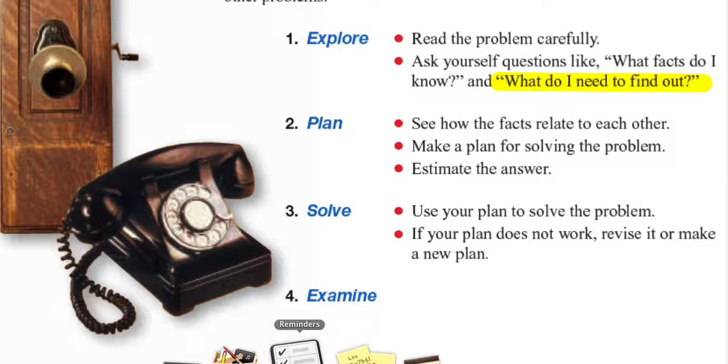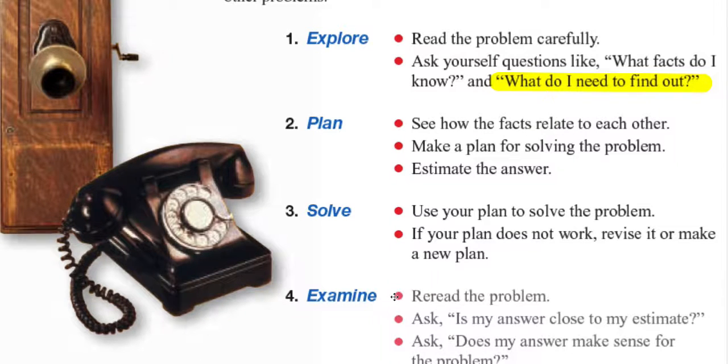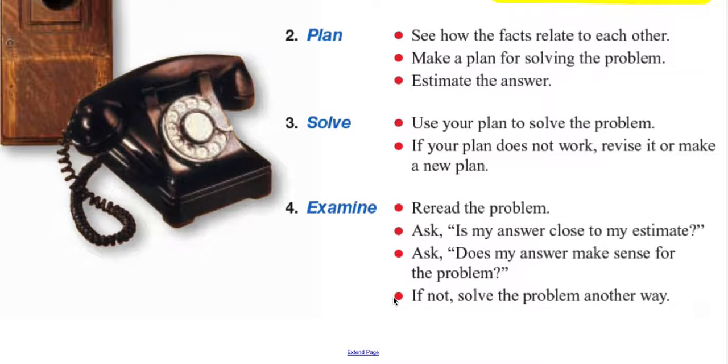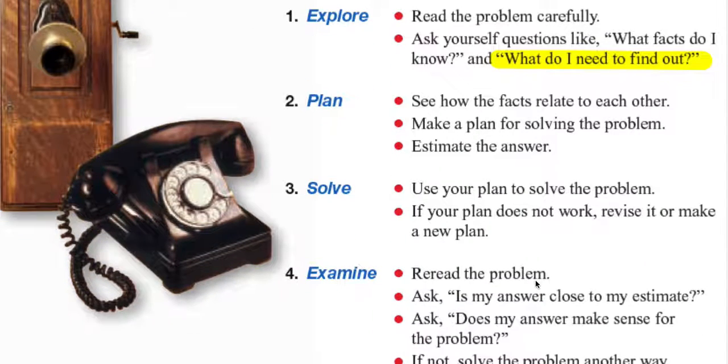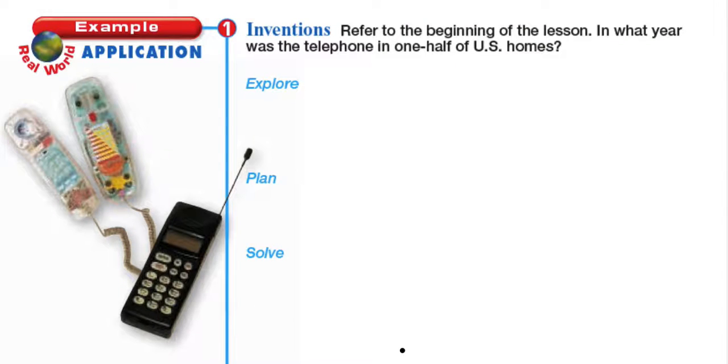And finally, the last step in this problem is the examine part. Examine is simply checking to see if your answer makes sense. You need to reread the problem. Ask, is my answer close to my estimate? Ask, does my answer make sense for the problem? If not, solve the problem another way. So these are the 4 basic steps in trying to solve a word problem. Okay, and let's see how that works in example number 1.